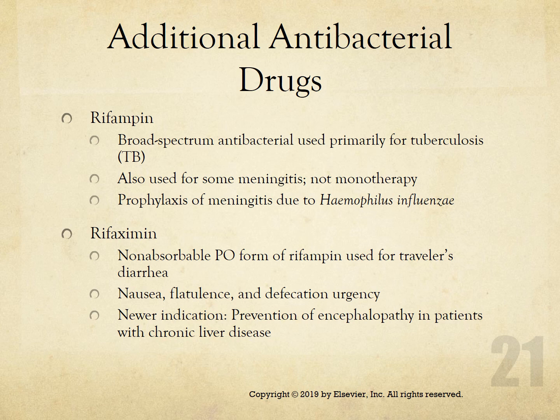Other antibacterial drugs, you have rifampin, which is a broad-spectrum antibacterial used for TB. It can be used for some meningitis, but not as the monotherapy. It can also be used as prophylaxis for meningitis due to H. flu. And rifaximin is a PO form of rifampin, which is used for traveler's diarrhea. A newer indication is for encephalopathy in patients with chronic liver disease.